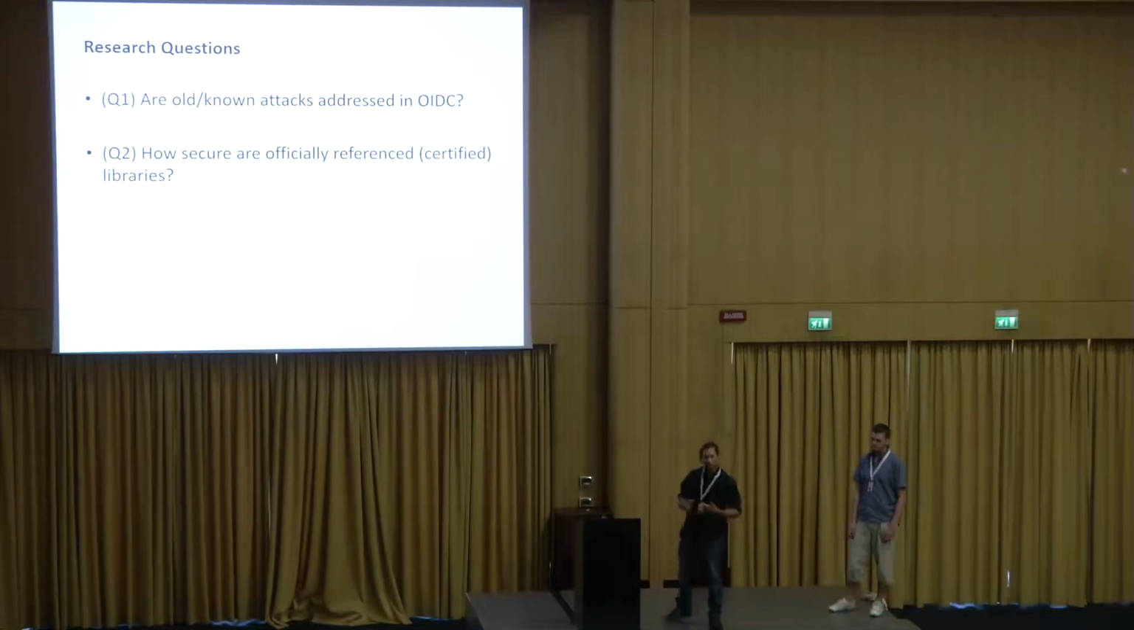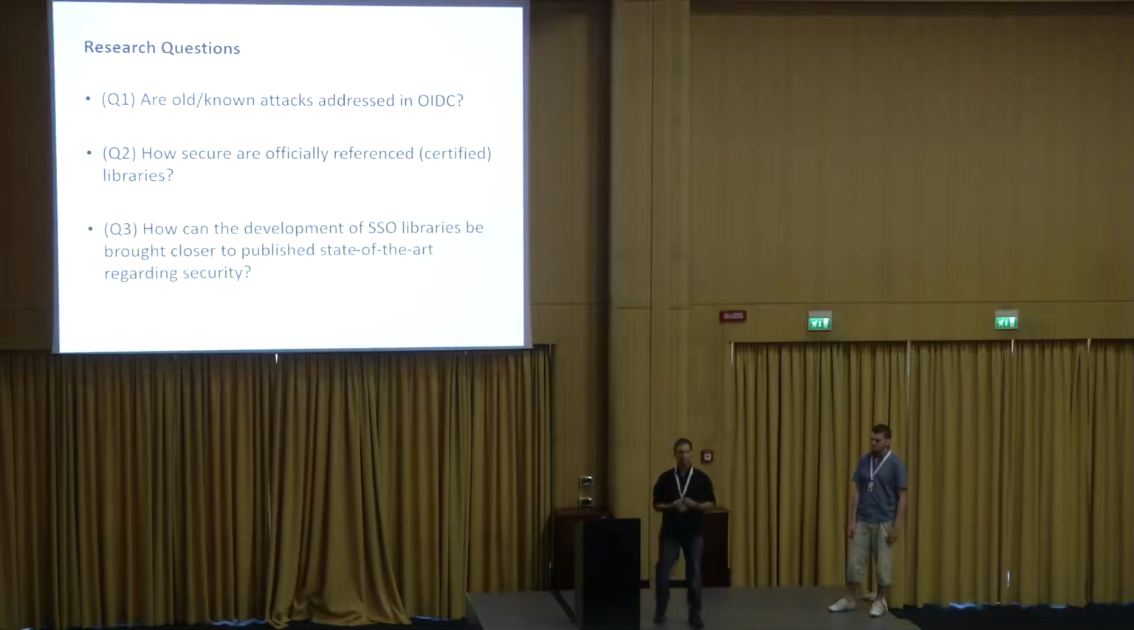The next question was, how secure are current libraries implementing OpenID Connect? Initially, we chose libraries officially referenced on the homepage of OpenID Connect and evaluated their security. And the third one was, okay, we have some libraries, maybe we found some vulnerabilities, but what is the reason for these vulnerabilities, and how can we bring the development of single sign-on libraries closer to the developers and to state-of-the-art security issues? Is there any opportunity to make a tool or service which makes the developer's life easier, by just running a test, and the tool says, yes, you're vulnerable, or you're secure against all vulnerabilities we know about OpenID Connect? So that was the third question.